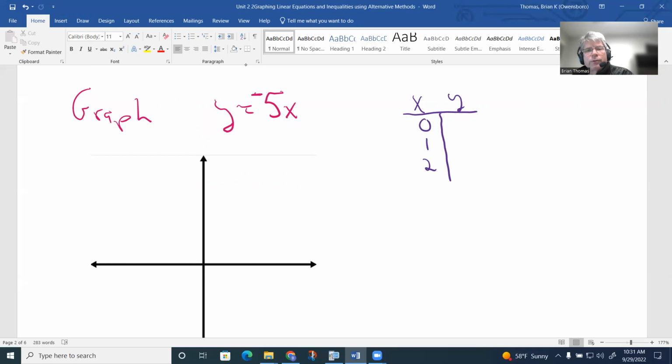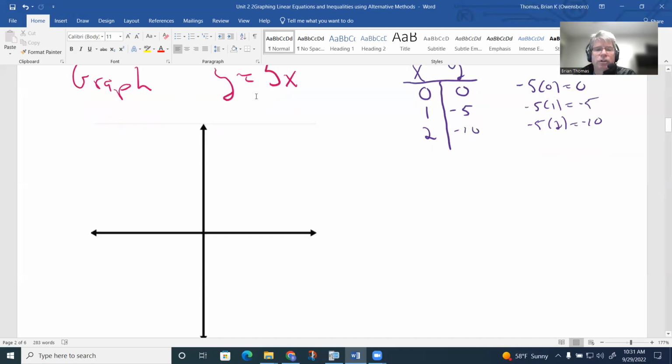So when I put 0 in for x, -5 times 0 is just going to be 0. So when x is 0, y is 0. If I put 1 in, that's going to be -5 times 1, which is -5. So 1 gave me -5. And 2, that'd be -5 times 2, that would be -10. So I have 2, -10.